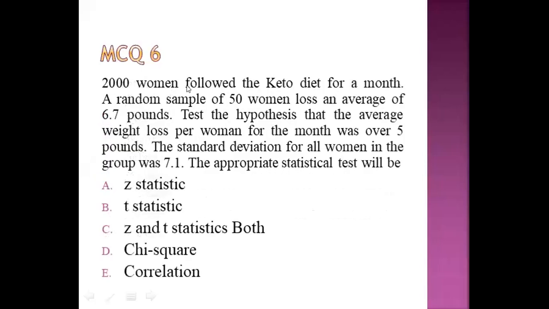2000 women followed the keto diet for a month. A random sample of 50 women lost an average weight of 6.7 pounds in 1 month. Test the hypothesis that the average weight loss per woman for the month was over 5 pounds. The standard deviation for all the women in the group was 7.1. An appropriate statistical test will be: z-test, t-test, z and t-test both, chi-square test, or correlation. A, z-test. Because the standard deviation is given and the sample size is appropriate, which is more than 50. Therefore, z-test should be applied.